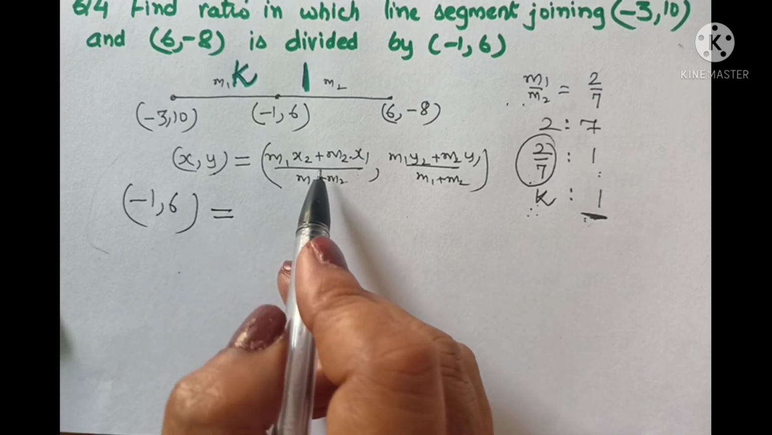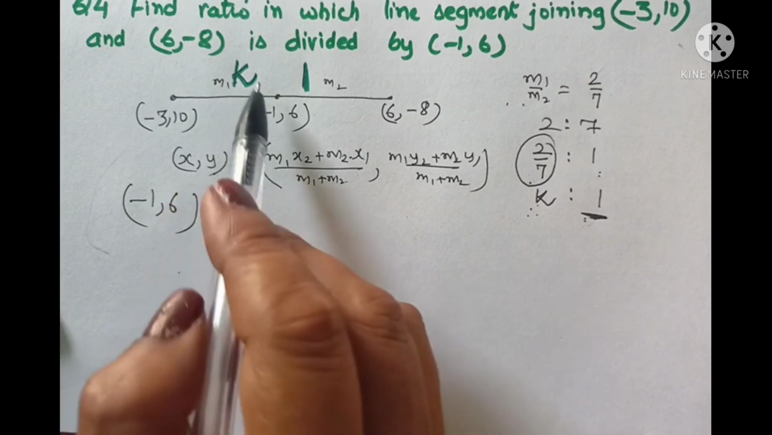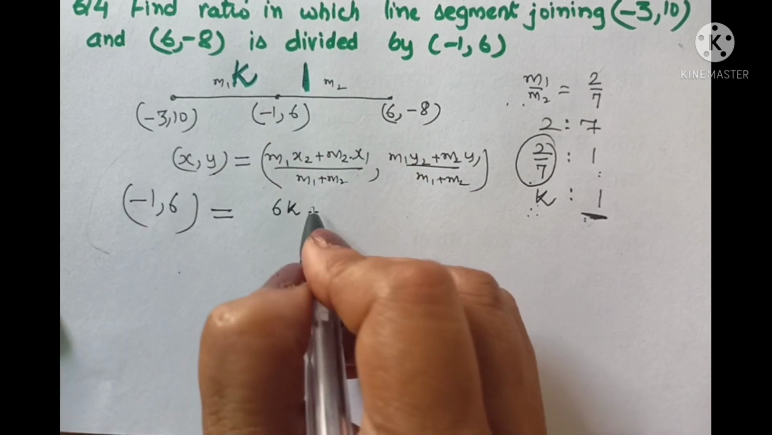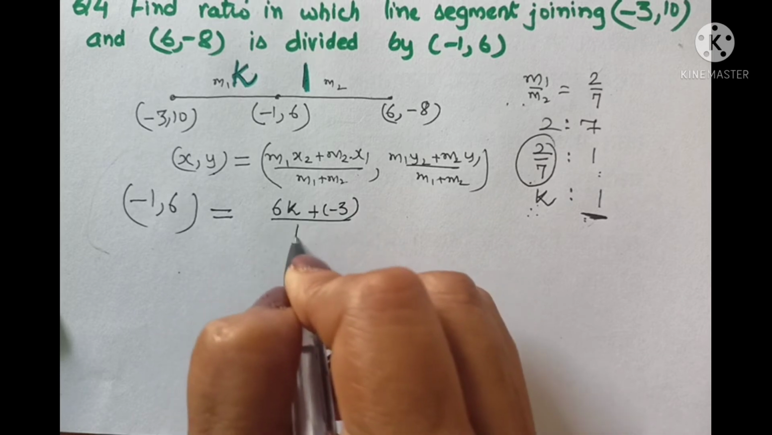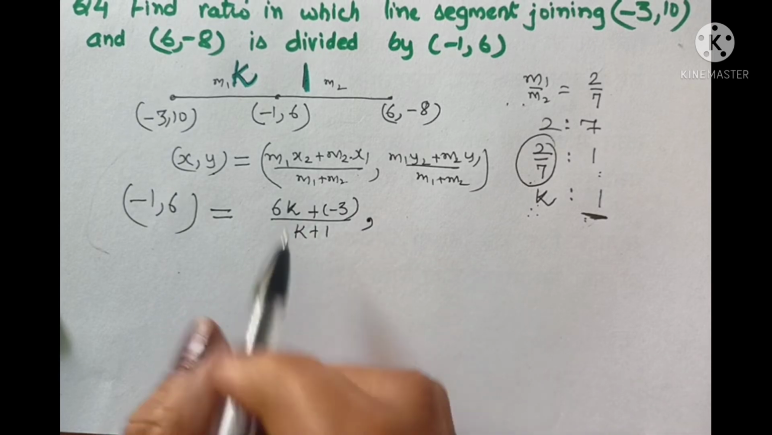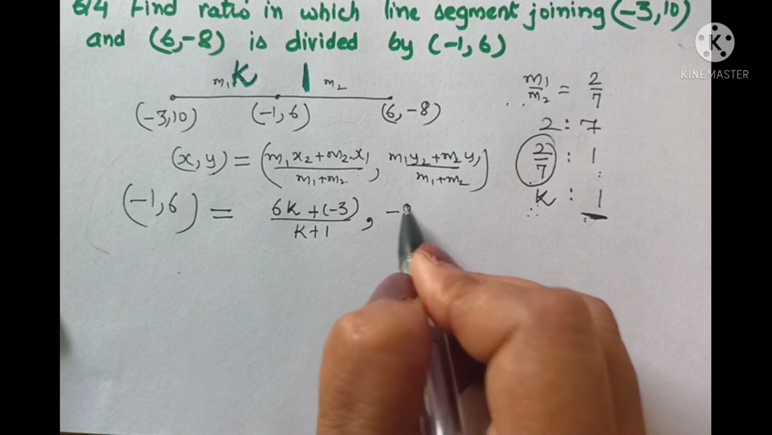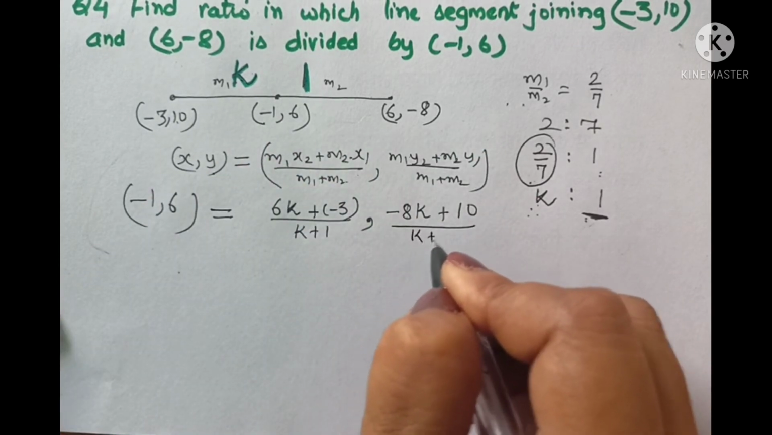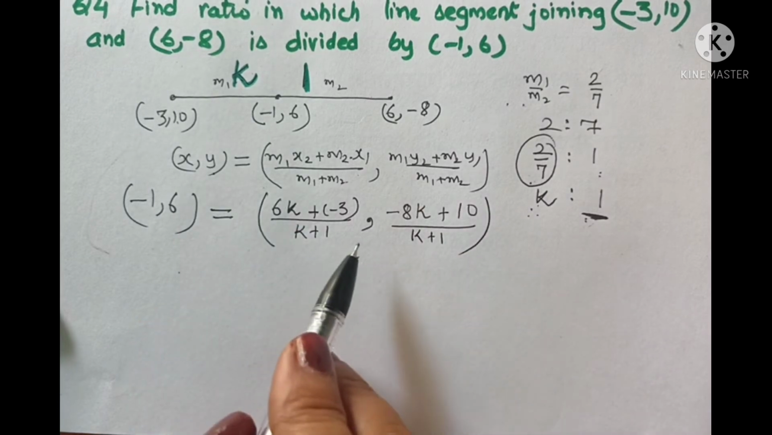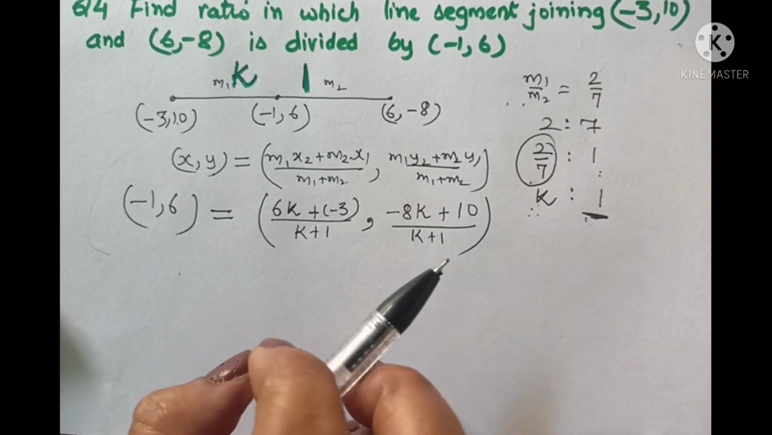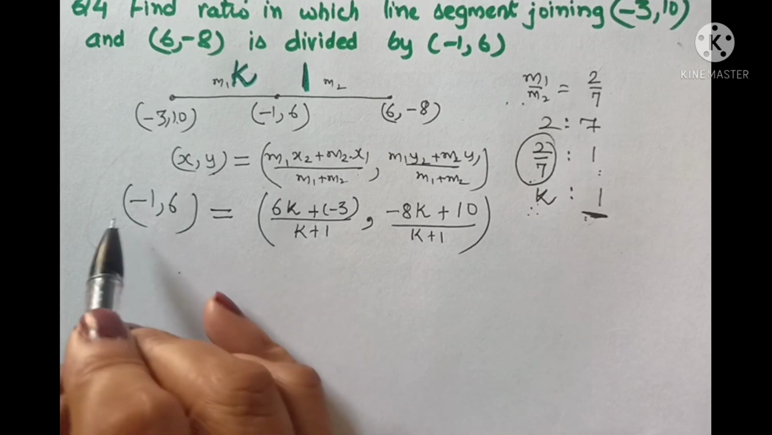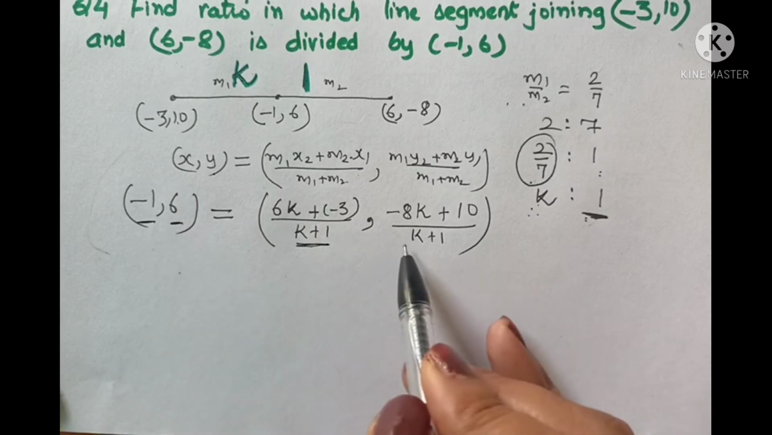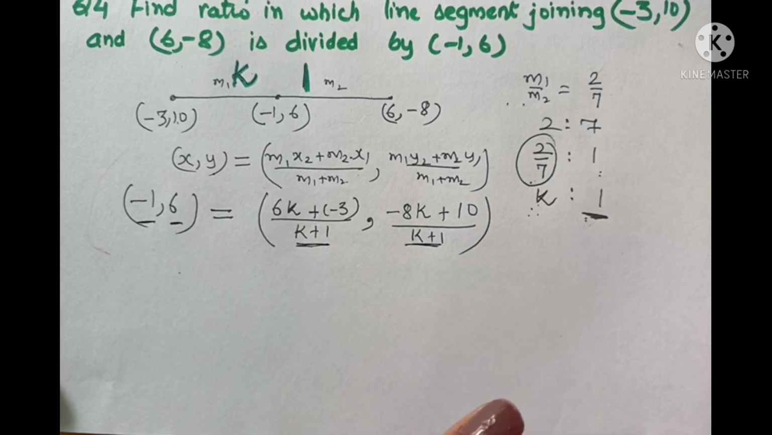Now let us apply the formula. k into 6, I get 6k, plus 1 into -3, I get -3, divided by k plus 1, comma, k into -8, that is -8k, plus 1 into 10, that is 10, upon k plus 1. So you see, I have just applied the formula, nothing else. Now I can compare either this is equal to this, or I can use this is equal to this. I can use any of them. My answer will be the same.